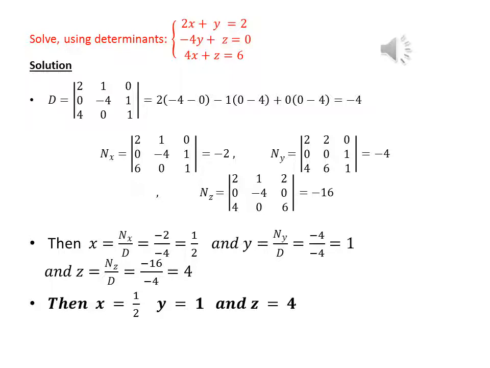So x equals nx over g. Nx equals negative 2, g equals negative 4, equals half. Y equals ny over g. Ny equals negative 4, g equals negative 4, so y equals 1. Z equals nz over g. Nz is equal to negative 16, g is equal to negative 4, so the value of z is 4. So x equals half, y equals 1, z equals 4. We can check it to know it is the right answer.